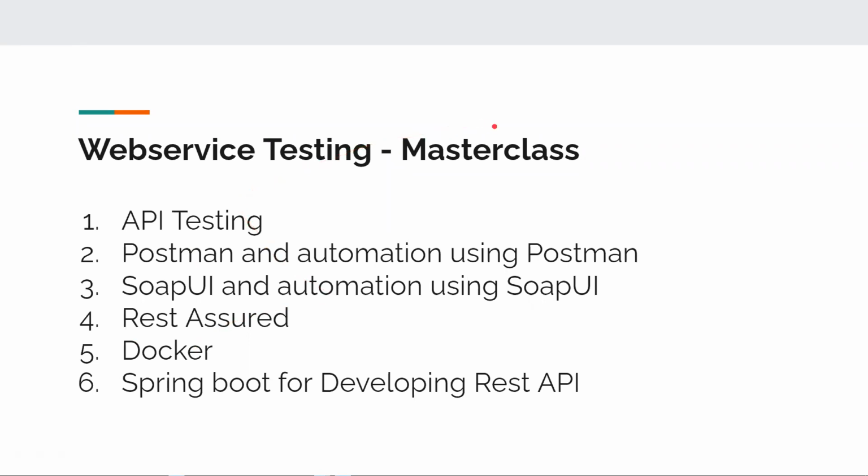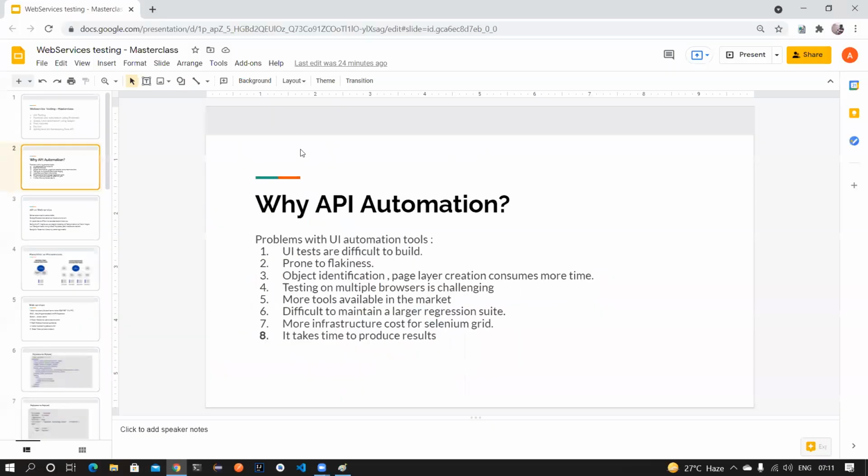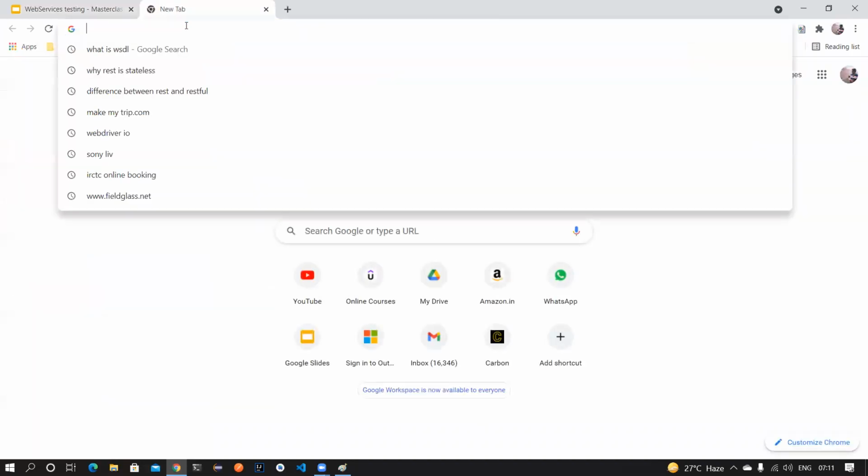Good. So, without wasting much time, let's get into this important question: why API automation? I know many of you here are already doing UI automation using Selenium, WebDriverIO, Cypress, or any other tools. So you definitely notice certain problems with UI automation. I have summarized all of them here. One of them is that UI tests are very, very difficult to build. To quote an example, let's take an example from MakeMyTrip.